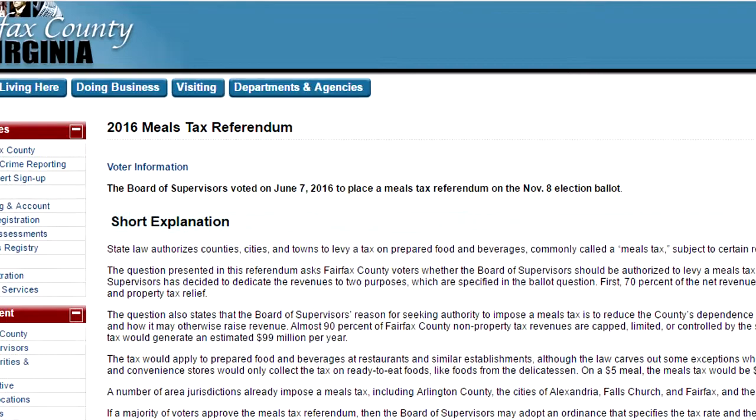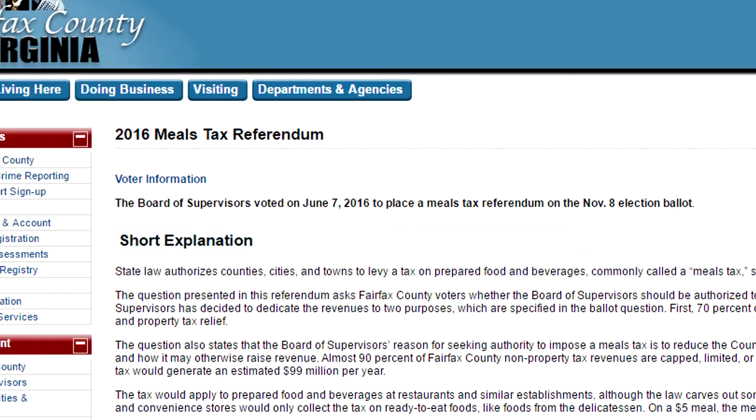As discussed above, the Board of Supervisors has decided to dedicate the revenue to two purposes. The most important being 70% of that net revenue would be dedicated to our schools, the Fairfax County Public Schools. The other 30% of the net revenues would be dedicated to county services, capital improvements, and property tax relief. The question also states that the Board of Supervisors' reason for seeking authority to impose a meals tax is to reduce the county's dependence on real estate taxes. Currently, nearly 65% of Fairfax County's general fund budget relies upon real estate taxes. State law limits what the county can tax and how it may otherwise raise revenue.